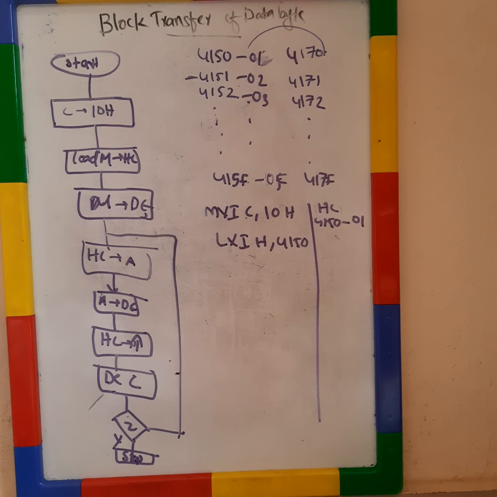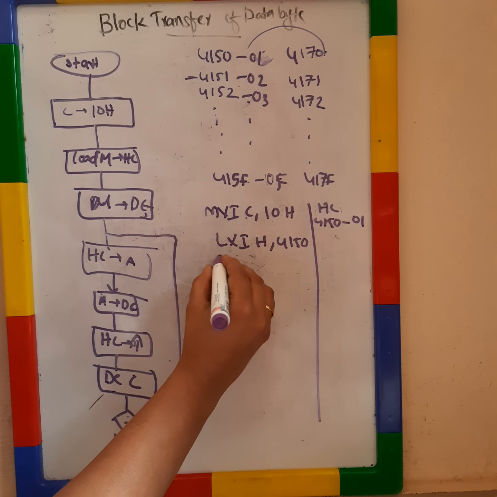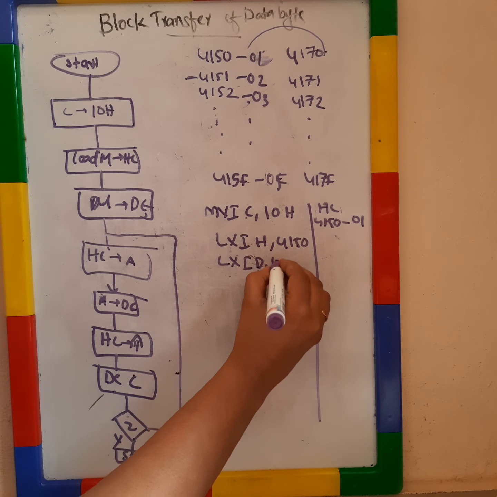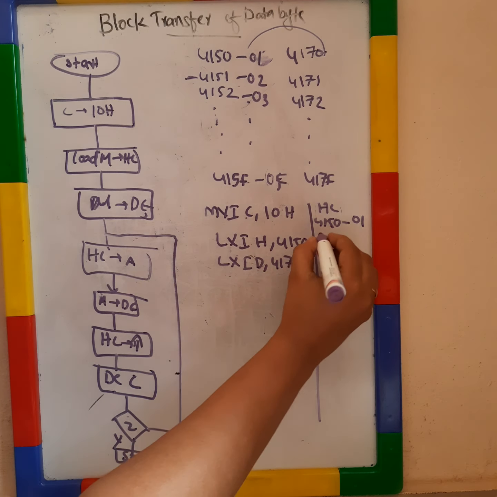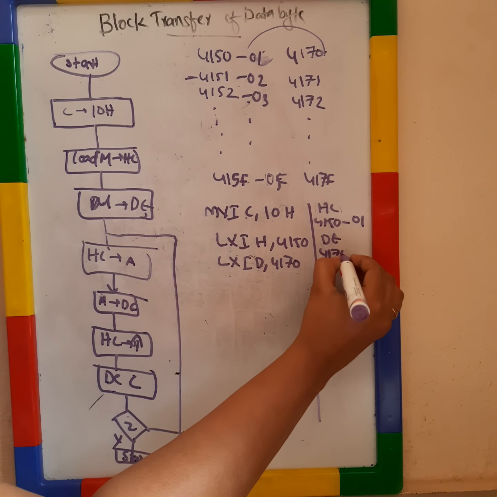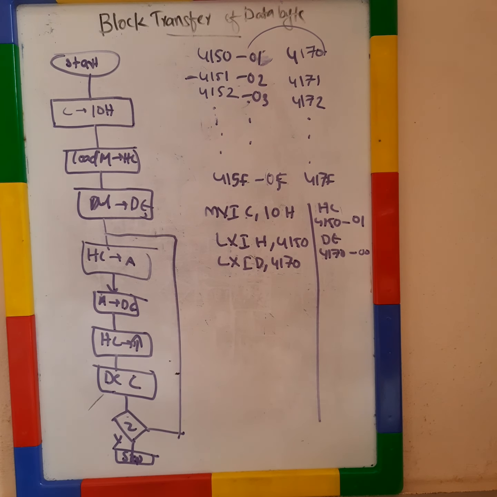And after that one more location is there, that is 4170, and then we will load 4170 into the D register pair. After this the DE pair contains 4170 and its value initially will be 0. We didn't do anything.